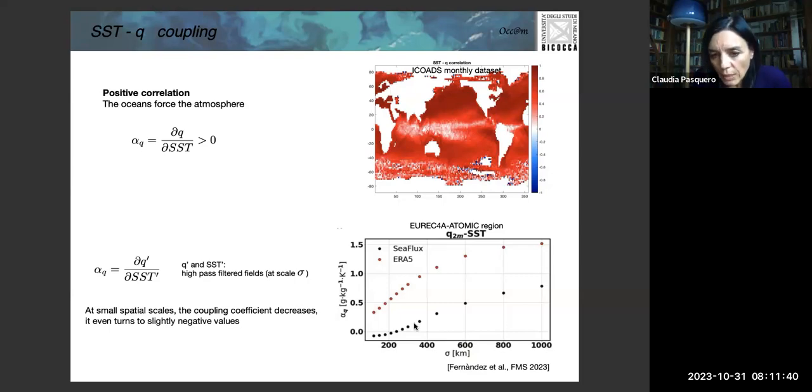But actually, we see that while for ERA5 we only see this decreasing trend going to finer scale, interestingly, the Flux data show a slightly negative value. We do have reasons for believing that this might actually be a significant signal, and let me explain why and why it is important.